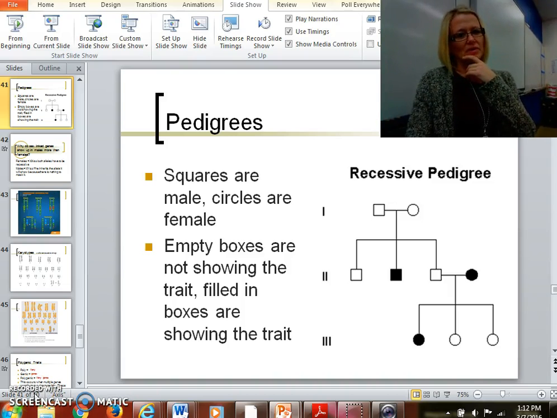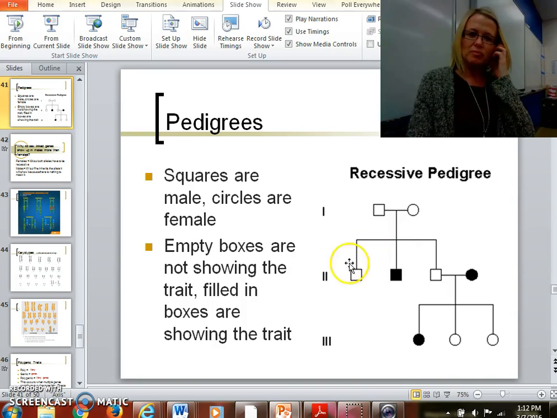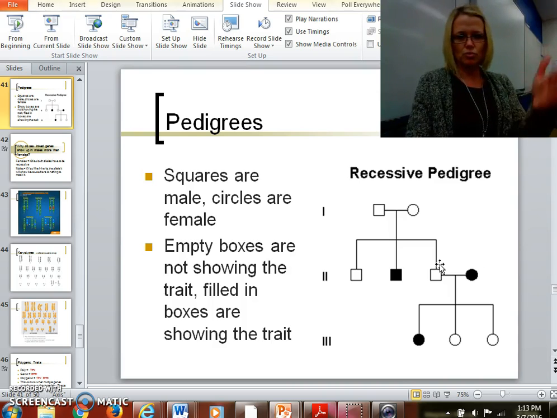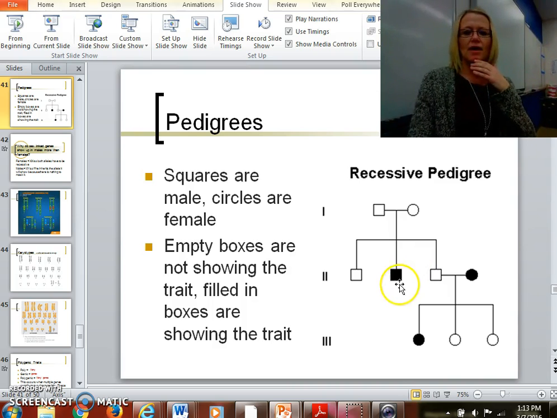Okay, sorry I can't be here today to explain this to you, but we're going to be working with pedigrees. Pedigrees are just, if you remember from 10th grade, basically a family map or like a family tree where we trace certain traits or disorders through a family.